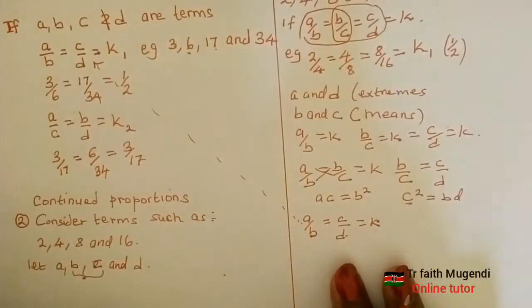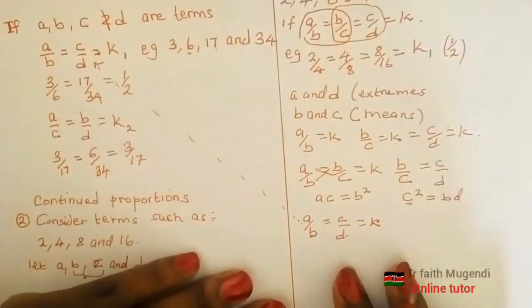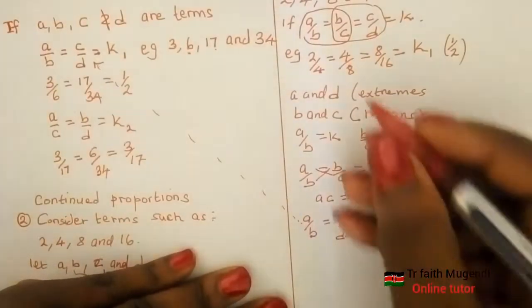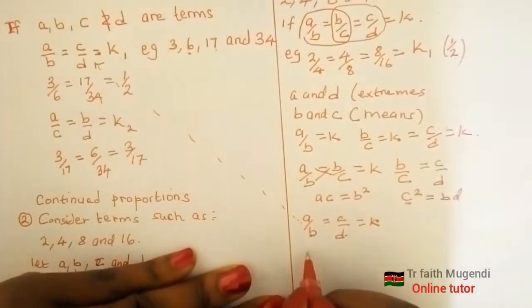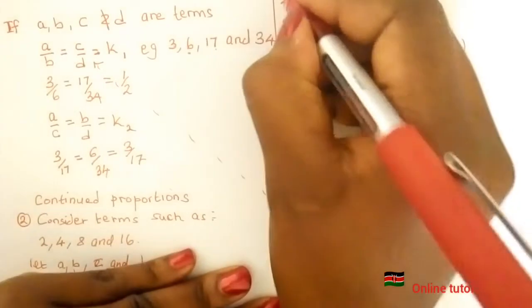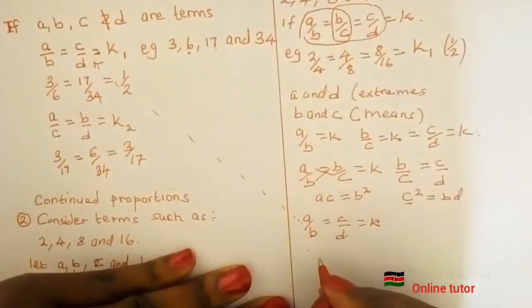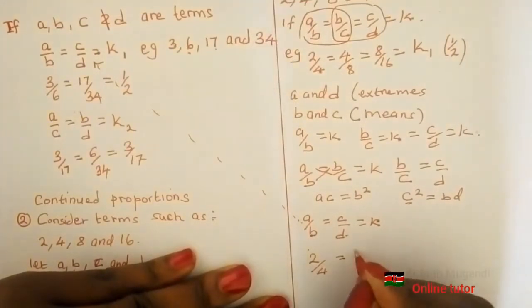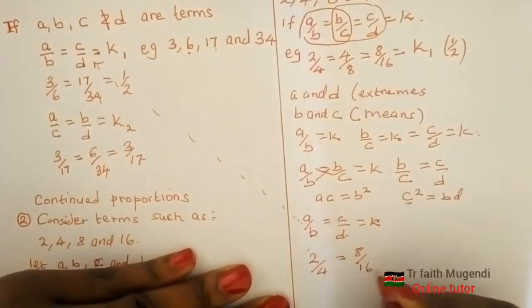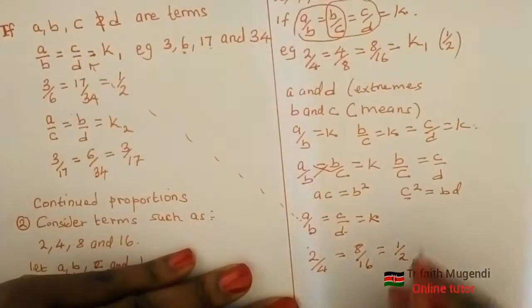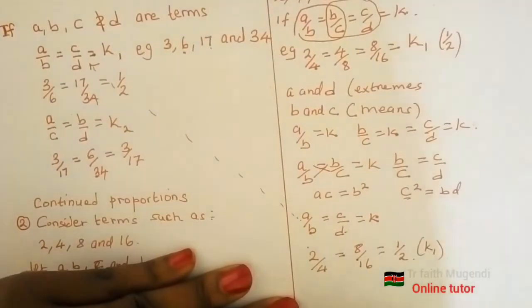Another thing that we need to note is that if we take examples, because in this case we have A as 2, this is our A, B, C, and D to avoid confusion. Our A in this case is 2, B is 4, C is 8, D is 16, and the ratio is equal to half. Okay? And this is what we are calling constant 1.